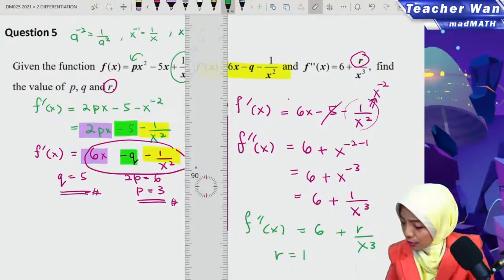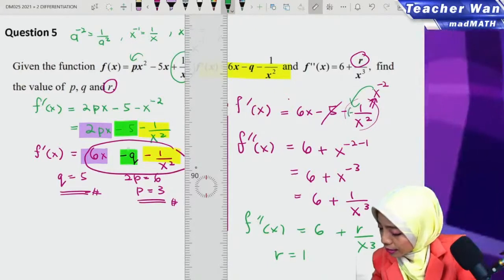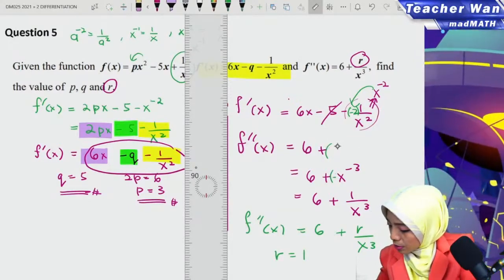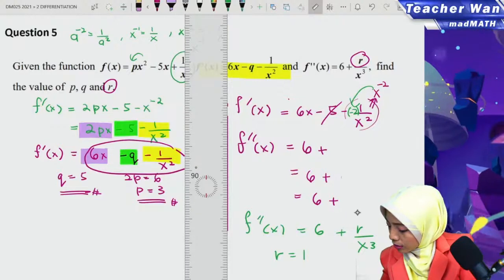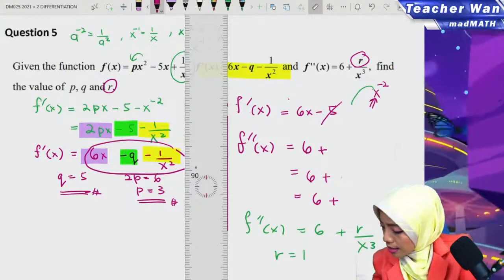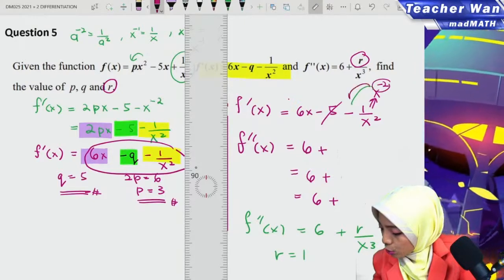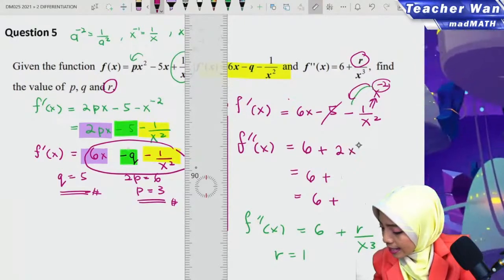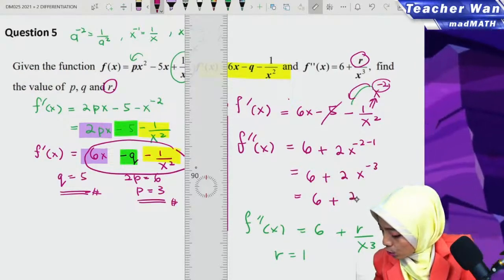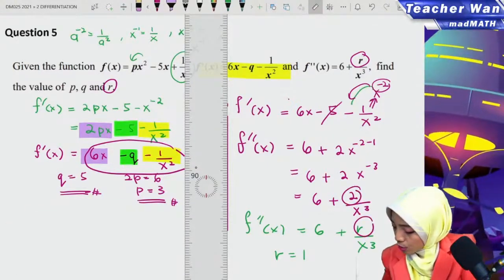R is, sorry, why 2? Oops, I missed the negative 2 here. Okay, negative 2 here. Okay, erase again. So let me repeat once more. This is negative 1 over x squared. So negative 2 to the front, plus 2, x to the power of negative 2 minus 1. So 2 times x to the power of negative 3, so 2 over x cubed. Now we can compare. So r equals to 2.